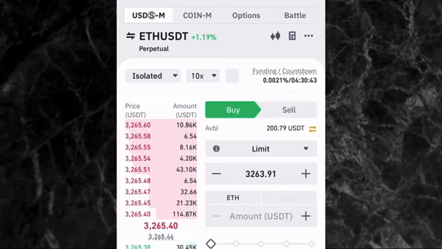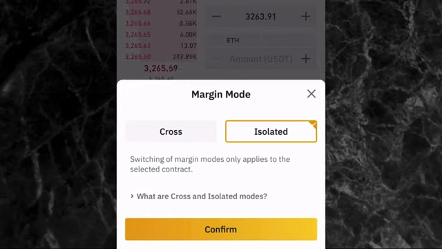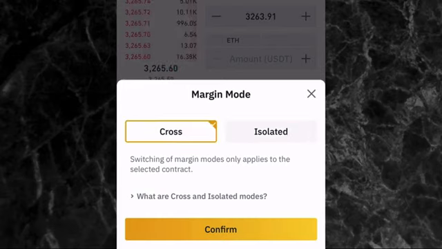Now, the next thing I need to explain to you guys is isolated margin and cross margin. If you tap where this arrow is pointing to, it's going to give you the cross margin and the isolated margin. They are both different. If you are using the cross margin to trade, it means that once you get liquidated, you are going to lose all of your money, including the money in your wallet.